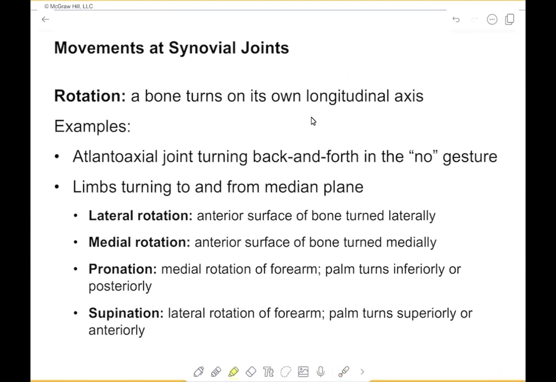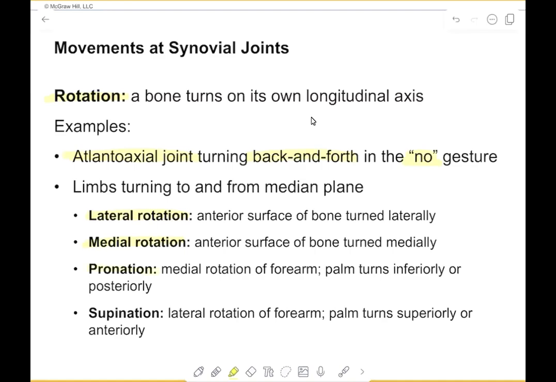Another group of movement that occurs at synovial joints is rotation, where the bone turns on its own longitudinal axis. One joint that you've already heard about is the atlantoaxial joint, and it involves turning the head along a pivot joint so that it can make a no gesture back and forth. Limbs that can turn to and from the median plane include the example of lateral rotation, rotating the limb laterally. Medially rotating would be the opposite of that.